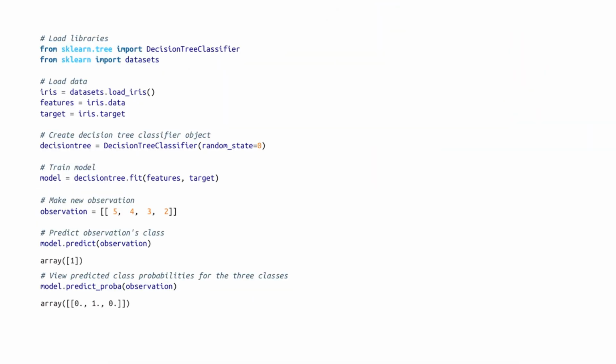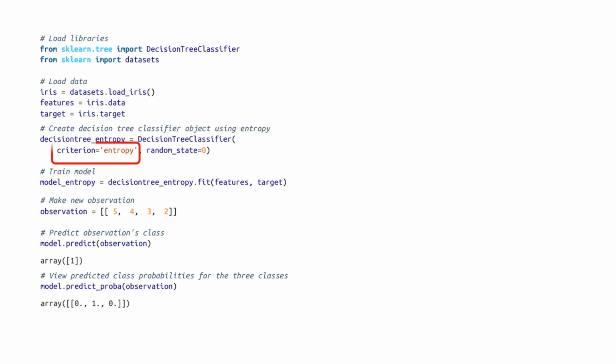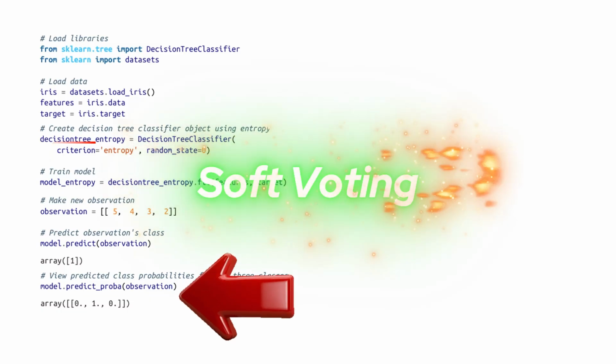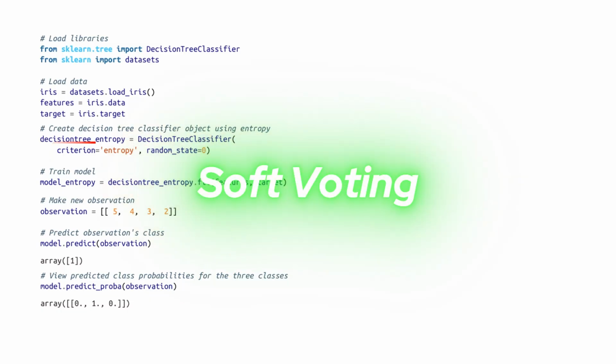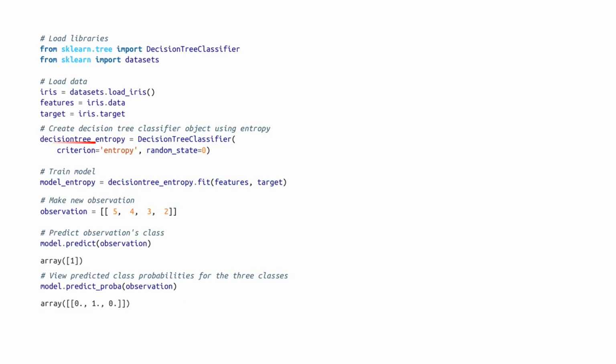As we discussed earlier, when creating the model, we can tune its hyperparameters based on our needs. For instance, here, instead of using Gini, we can choose Entropy as a splitting criterion. We'll talk about these two in more detail later. Finally, these probabilities are typically used in something called soft voting. If you're not familiar with it yet, don't worry. We'll get to it later in the video.